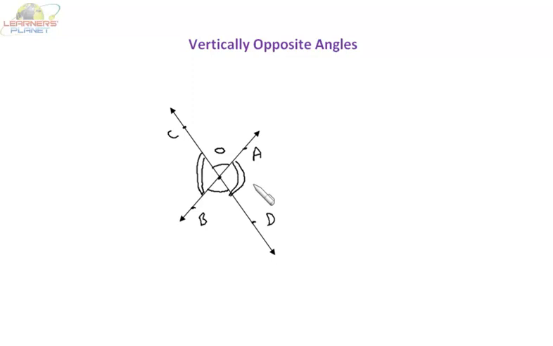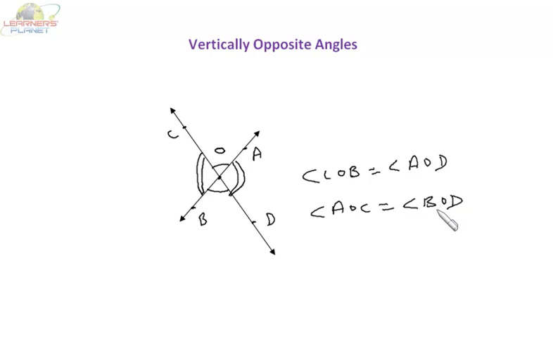And the values of these angles are the same. That means in this case angle COB is equal to angle AOD, and angle AOC is equal to angle BOD. So you are clear about vertically opposite angles?